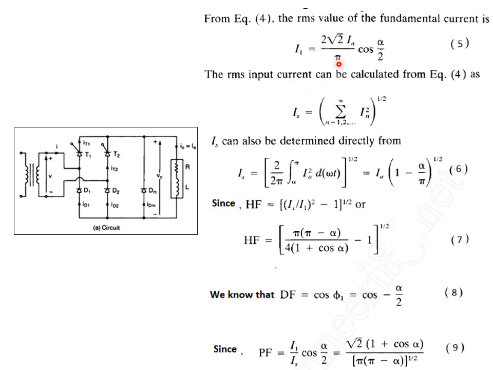So we evaluated I_n in the previous slide, then I1 and IS. From that we got the harmonic factor. Then the displacement factor for a semi-converter, a bridge full wave converter, we got as cos of minus the displacement angle, which in this case is minus alpha by 2. Power factor also we have derived as I1 by IS cos of alpha by 2. So this is the way we have to remember.